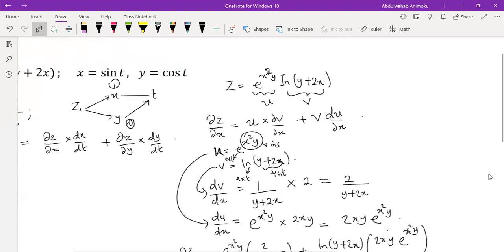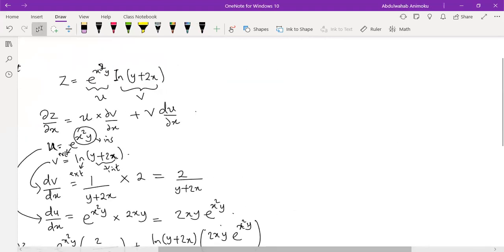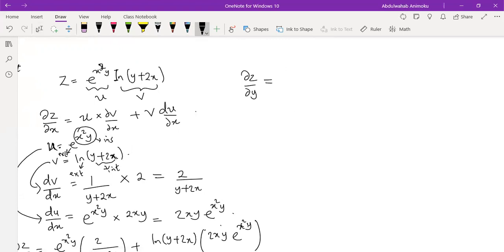Now similarly, we're going to find del z del y. So let's just do it across here. So del z del y, we also need to find this. Now, exactly the same way, we need to find the derivative of u.